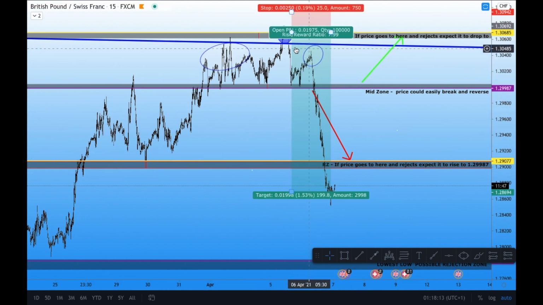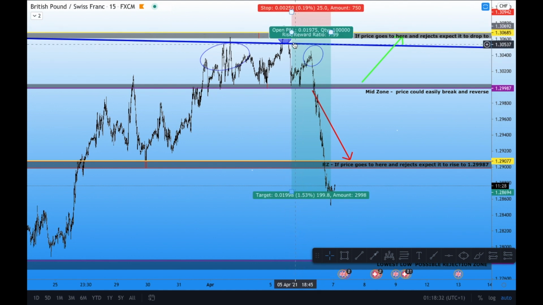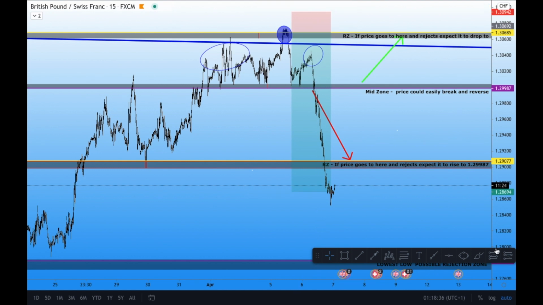I'll do my top-down analysis on several pairs in order for me to know which ones I'm going to take. Now, I was able to gain entry on this trade about here. Before I even took this trade, the best thing for me to do was to draw this short and long indicator tool.